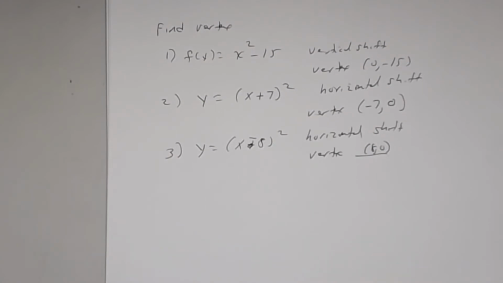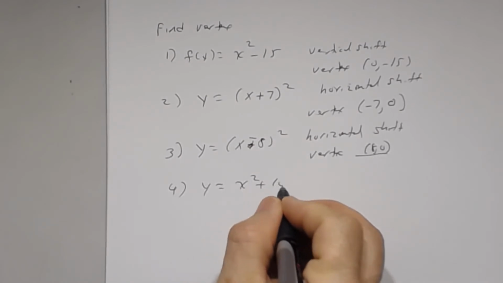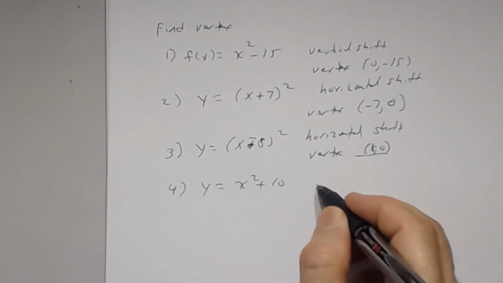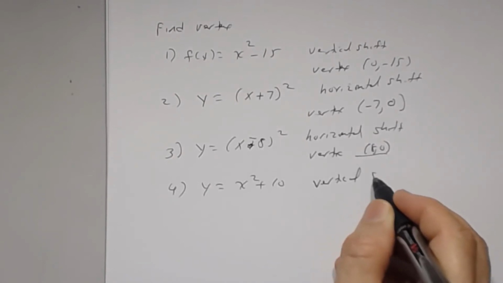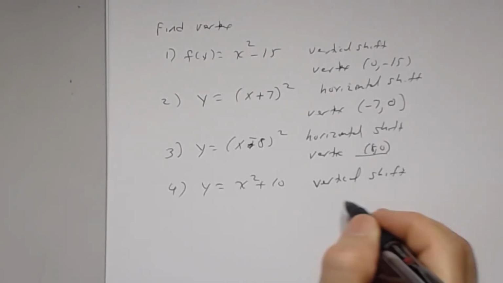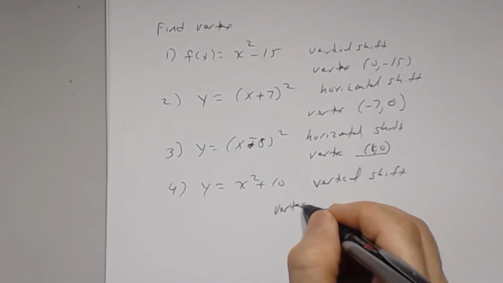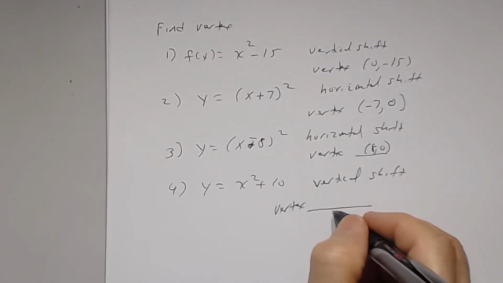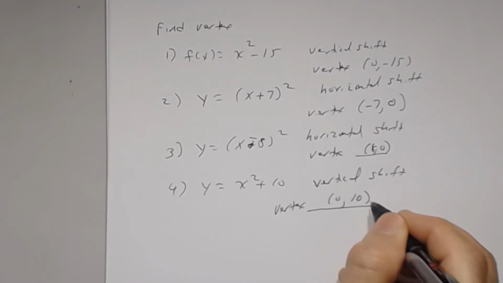That's your vertex, okay? And then if you had y equal x squared plus 10, is that a vertical or horizontal shift? That's vertical. All right, once you find it, you can tell me the vertex. Vertical meaning go up or down along the y-axis. 0, 10.